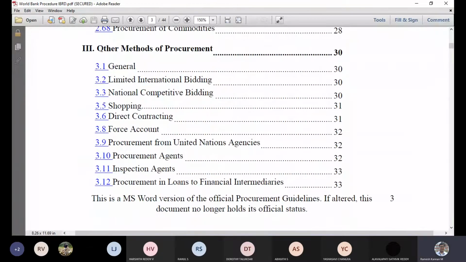Then here we talk about other methods of procurement also. We talk about the United Nations agencies procurement, right? And then procurement agents or inspection agents appointed by different international bodies, and procurement in loans to financial intermediaries, something like we assure a guarantee for some portion, and then we acquire a loan, and then we start looking into the construction of it. It also talks about limited international bidding, which is kind of selective contracting or selective tendering, which does not invite all countries. Instead, it only invites superpower nations who have the capacity to do it.